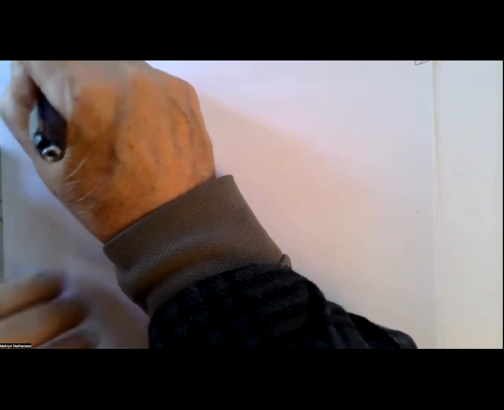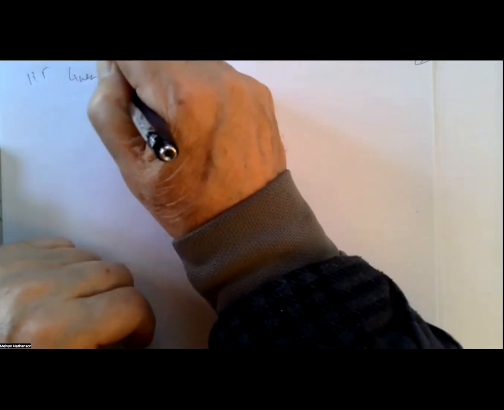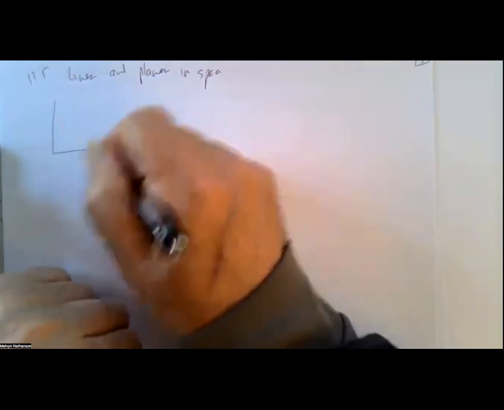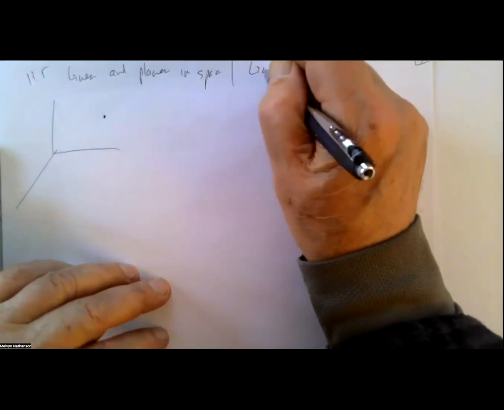last week were lines and planes in space. And so this was section 13.5, lines and planes in space. So we have our three-dimensional space, and a line, well, there's several ways to describe a line. You might know a point on the line. So this is for lines.